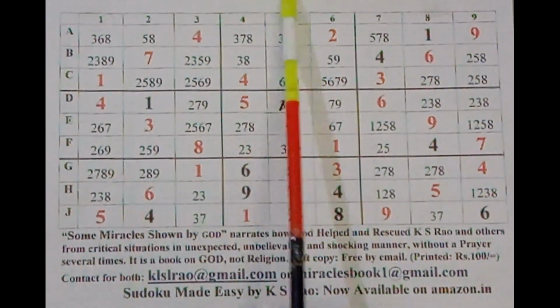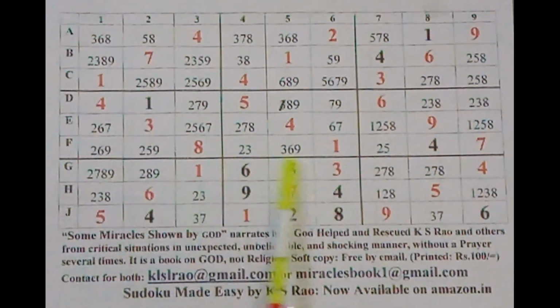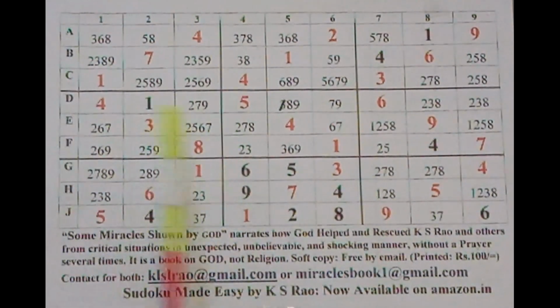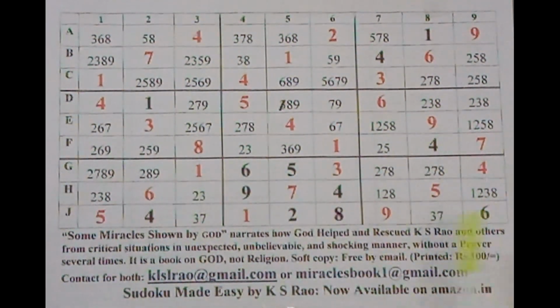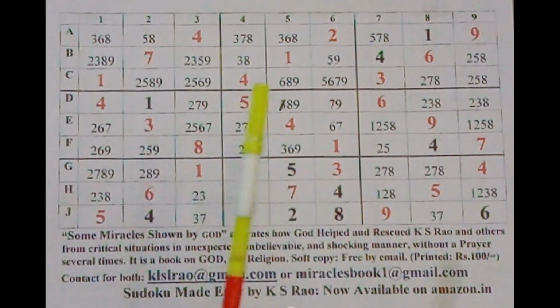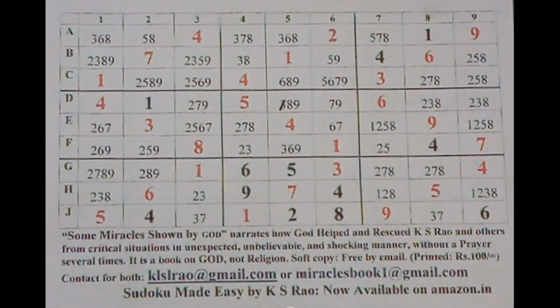There are 2 3s in this column and 2 3s in this box, so it does not help now. Okay. Now we have to go for our one major trick now. That is what is called X-wing. You are aware of that X-wing. I will show now. Just have a look.